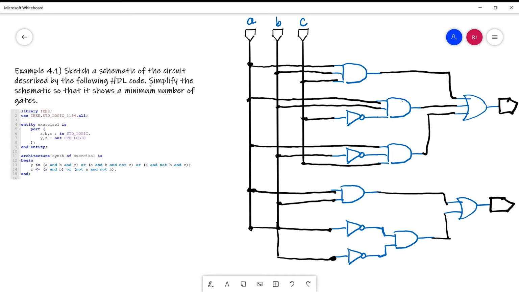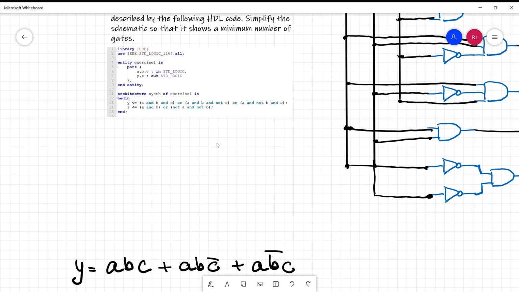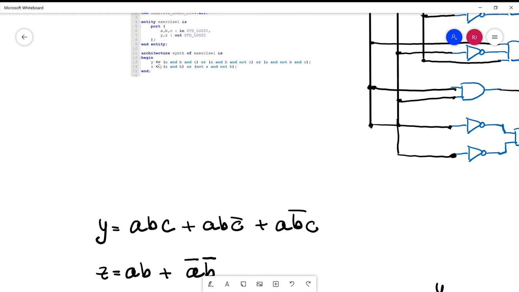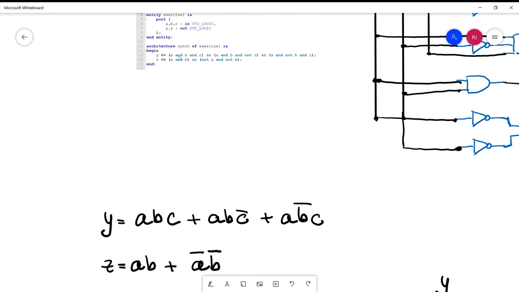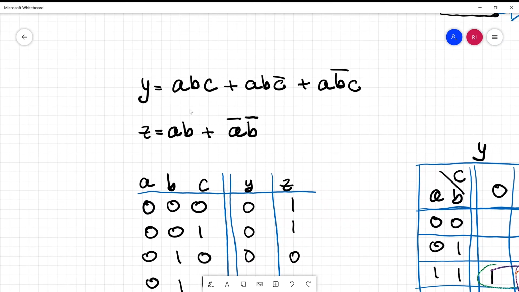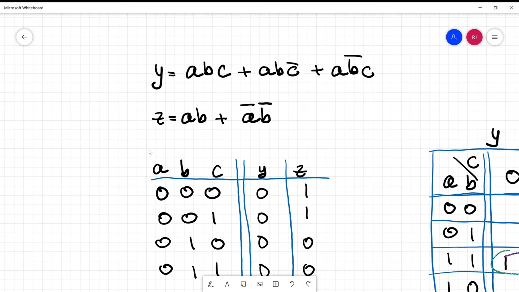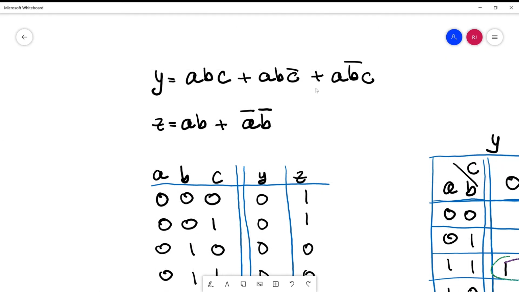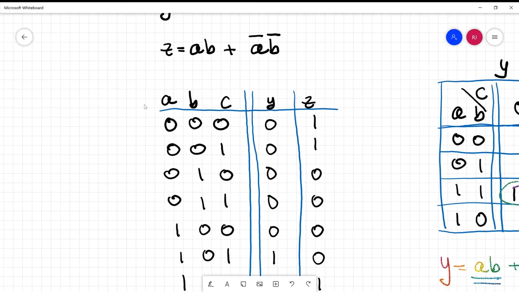The second part of the question is to simplify the schematic so that it uses a fewer number of gates, in this case the minimum number of gates. So what we'll do first is write out these equations for Y and Z in equation form rather than as text. When you write them out, they'll look like this. Then you'll notice that Y and Z are in sum of products form. So what you can do after that is write yourself a truth table.